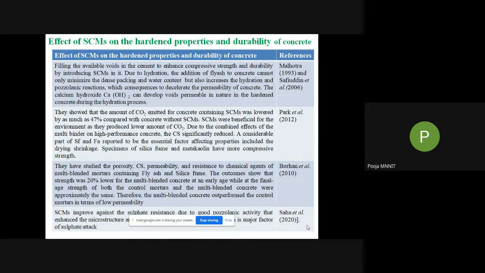During the hydration, the addition of fly ash to concrete can not only minimize the dense packing and water content, but also increase the hydration and pozzolanic reactions, which consequently decelerate the permeability of the concrete. And calcium hydroxide can develop permeable voids in the hardened concrete during the hydration process. And supplementary cementing material may also improve the sulfate resistance due to the good pozzolanic activity that enhances the microstructure, as well as being a major factor in sulfate resistance.